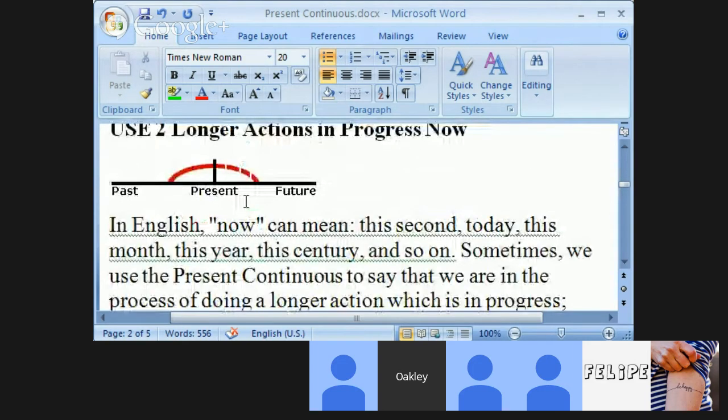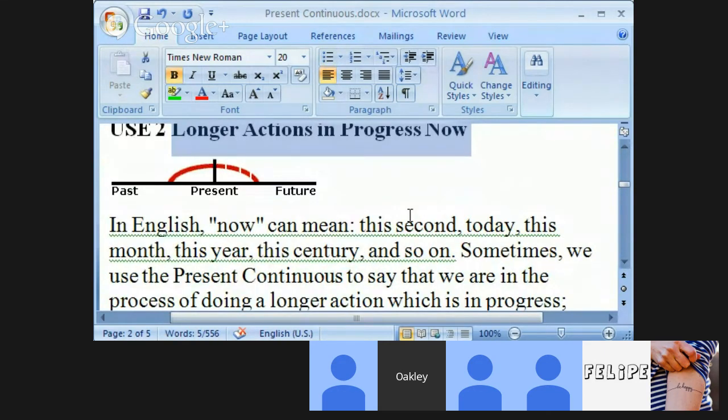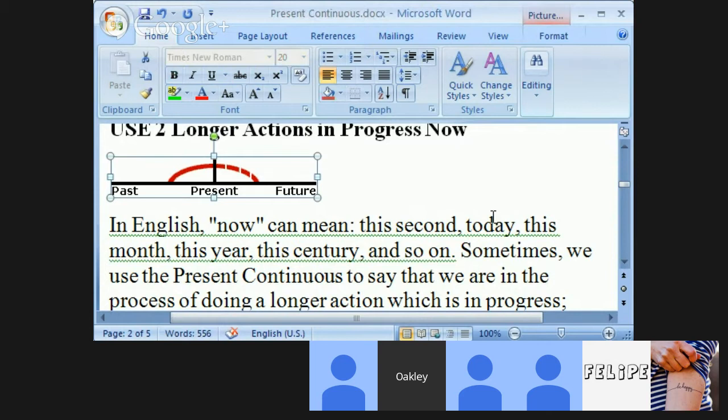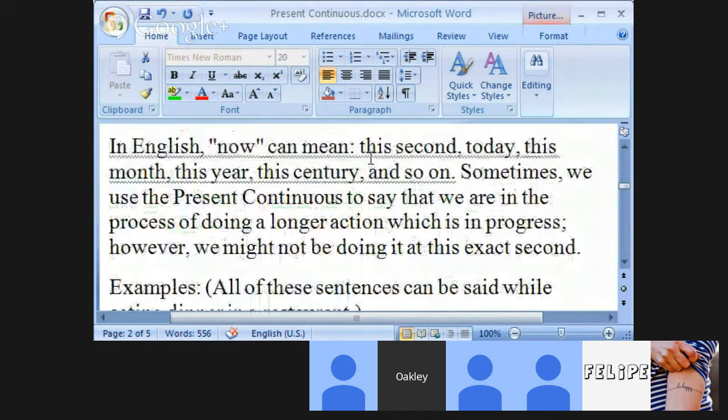Okay. As I had mentioned earlier, now can mean now, this very second, or it can mean a longer action which is in progress now. For example, earlier I had mentioned I'm reading a really good book. Great. Obviously not while I'm teaching class. So the diagram, the now action is a little broader. Now is relative in English.